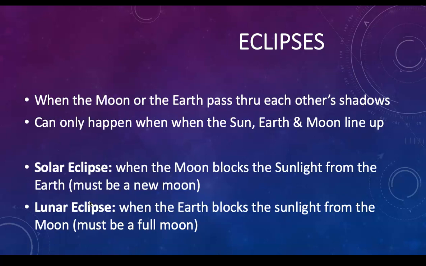In a solar eclipse, the moon blocks the sunlight from the earth. It's got to be a new moon for this to happen. In a lunar eclipse, the earth blocks the sunlight. So solar eclipse, the moon blocks the sunlight. In a lunar eclipse, the earth blocks the sunlight, and it must be a full moon for this one to happen. You can just see these multiple choice questions, can't you? I hope you can.